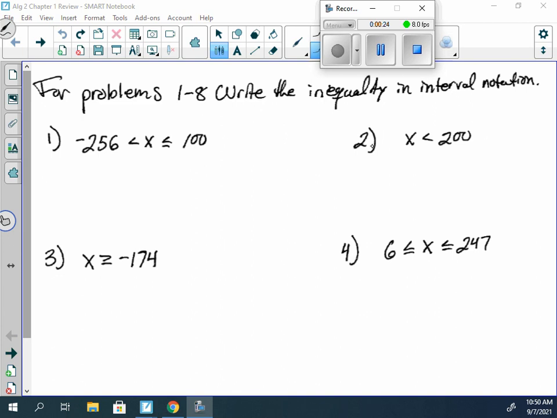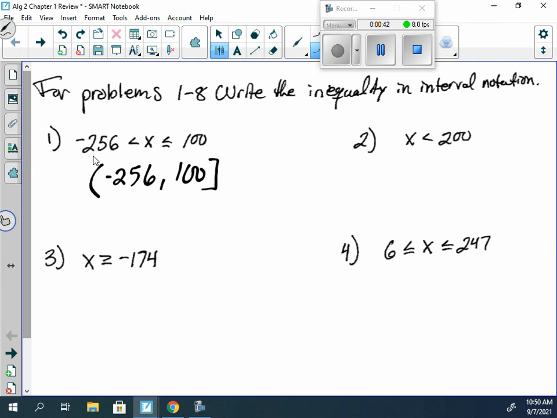Because if we looked at problem number 1, it would be parentheses because it's not equal to. Then we'd have negative 256, comma, 100, and the 100 would have a bracket because it is equal to the 100. It is not equal to the 256.